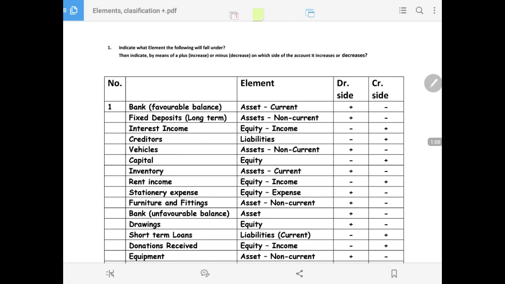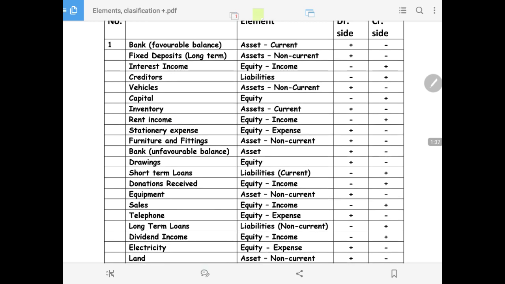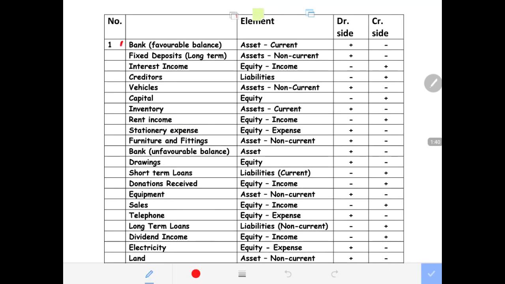Now, this page, on request, I can make available to you. You are given a list of assets, a list of liabilities, a list of incomes, and a list of expenses, and all the items that go under owner's equity. They are specified in terms of classification of assets, whether they are current assets or non-current assets, together with their liabilities. So please be very familiar with this document, knowing that bank is an asset, fixed deposit is an asset, interest income is owner's equity, creditors is liabilities.